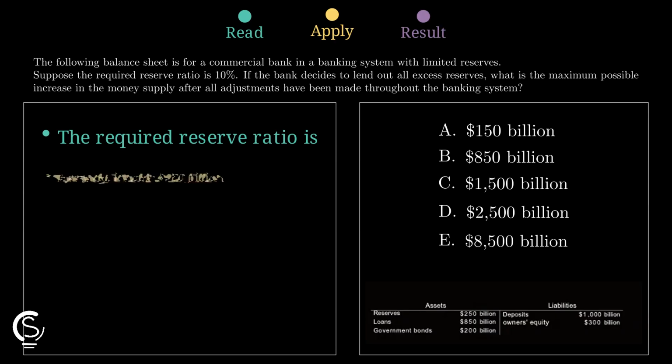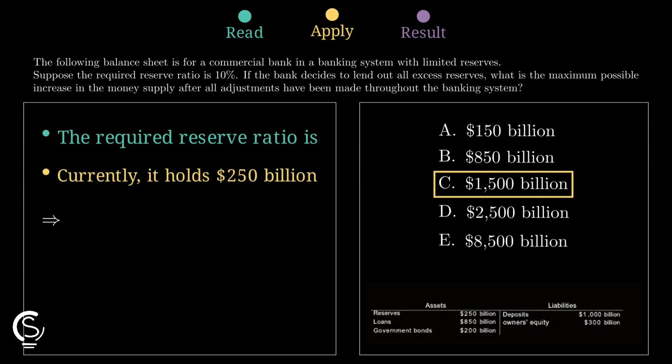Now use the money multiplier, which is 1 divided by 0.10, giving 10.